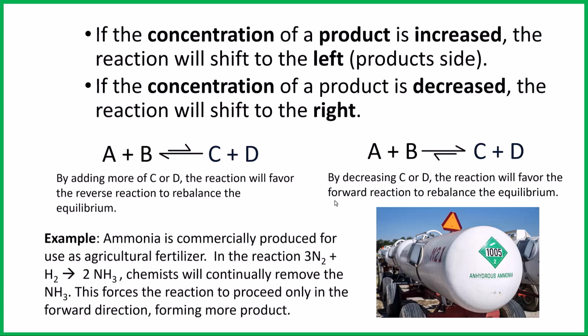And this is used in industry. For example, ammonia is commercially produced for use as agricultural fertilizer. In the reaction, 3 moles of nitrogen gas plus 1 mole of hydrogen gas yields 2 moles of ammonia. Chemists will continually remove the ammonia and use that to sell. And this forces the reaction to proceed only in the forward direction, which forms more product and allows them to create that product more efficiently, and more of it, for sale to the general consumer.